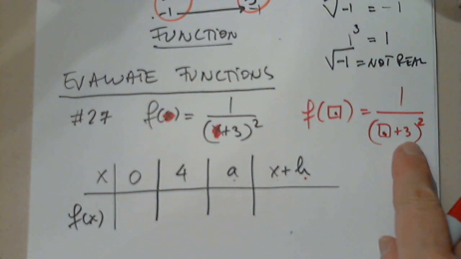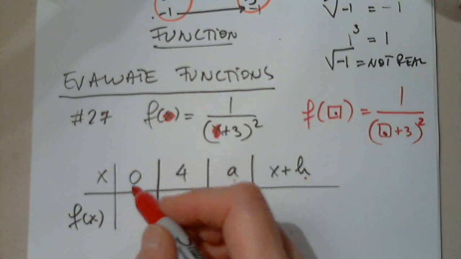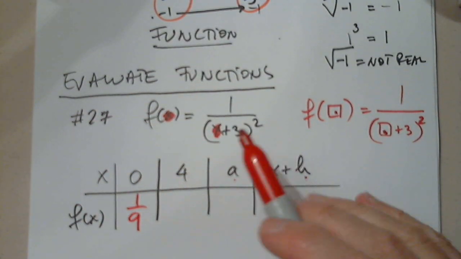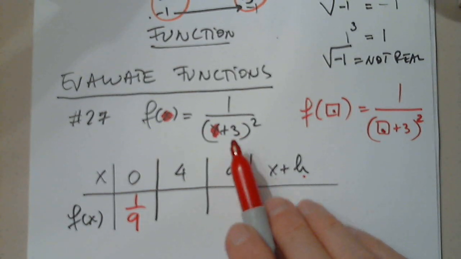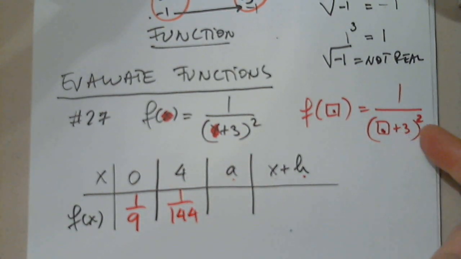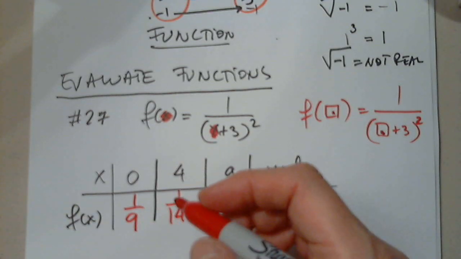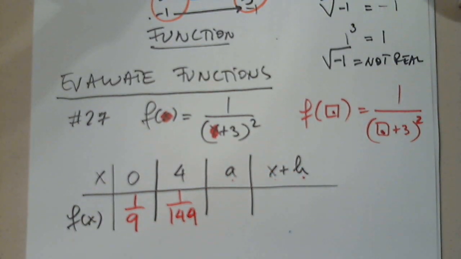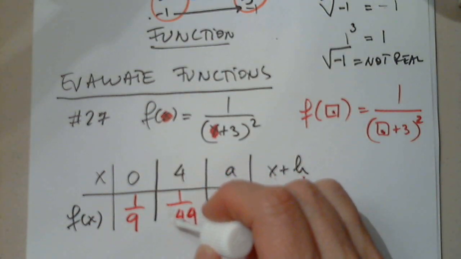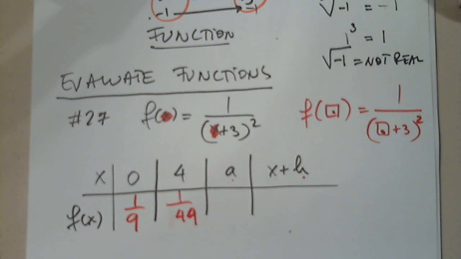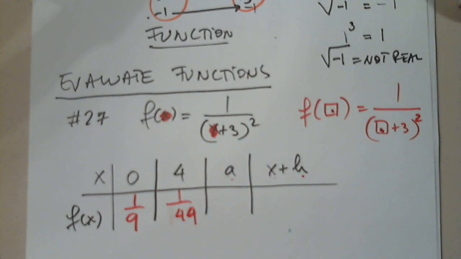When I plug in 0, 0 plus 3 is 3. 3 squared is 9. When I plug in 4, 4 plus 3 is 12. 1 over 144, because it's 12 squared. 4 plus 3 is 7. 49. What am I doing? It's addition. It's not multiplication. So 4 plus 3 is 7. 7 squared is 49.